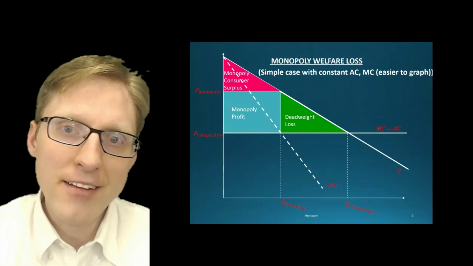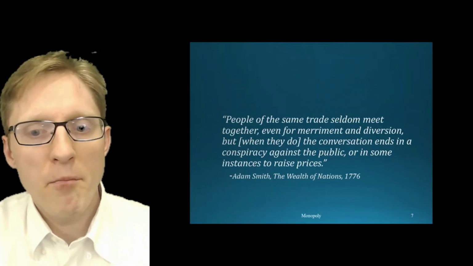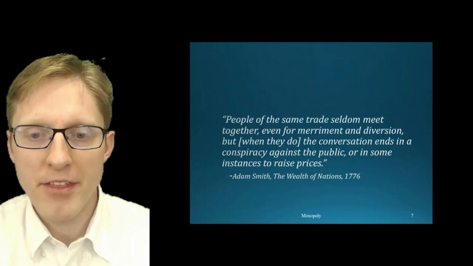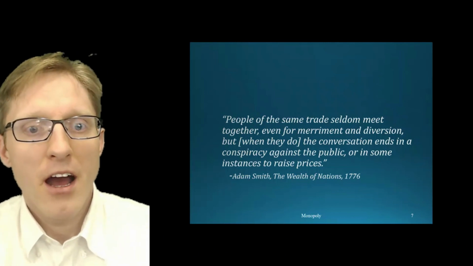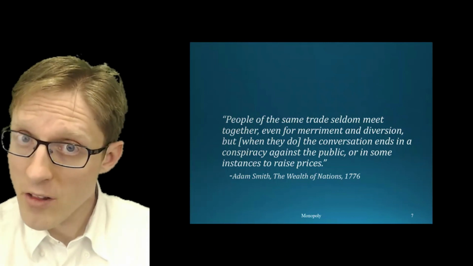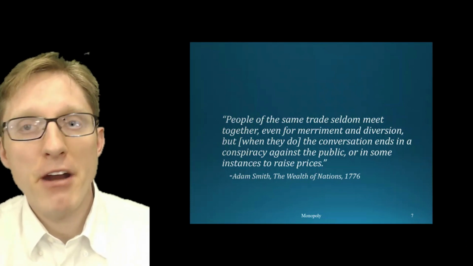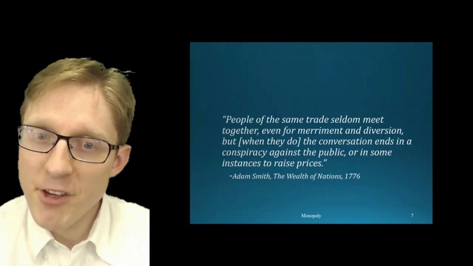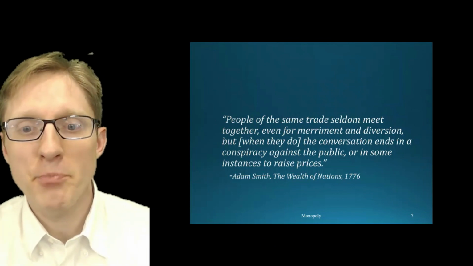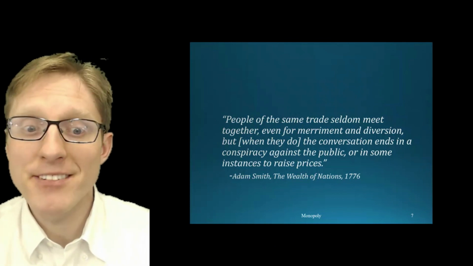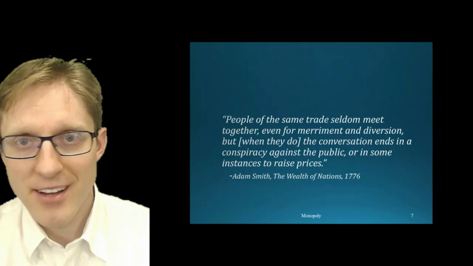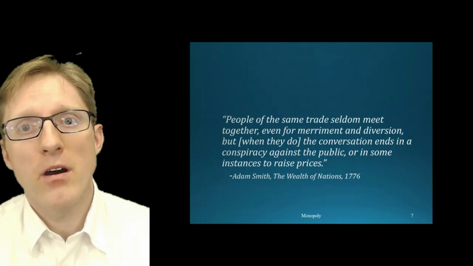And this is not a new idea. I have this quote here from Adam Smith in his Wealth of Nations book. He noted, which is quite a long time ago, that people of the same trade seldom meet together, even for merriment and diversion. But when they do, the conversation ends in a conspiracy against the public, or in some instances, to raise prices. Okay, so this is not a new concept at all.